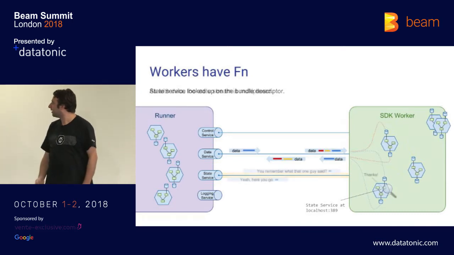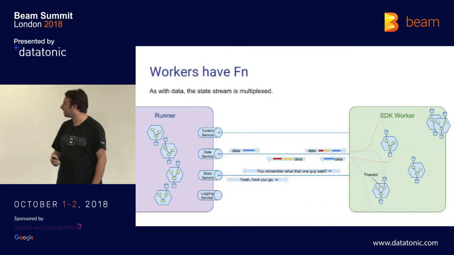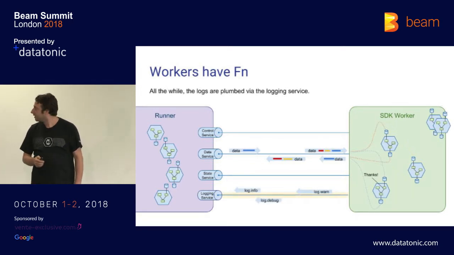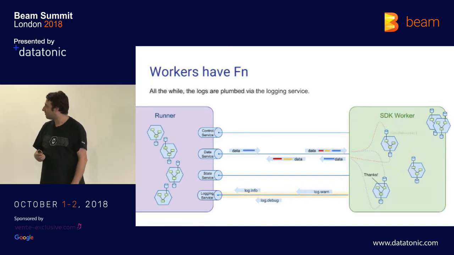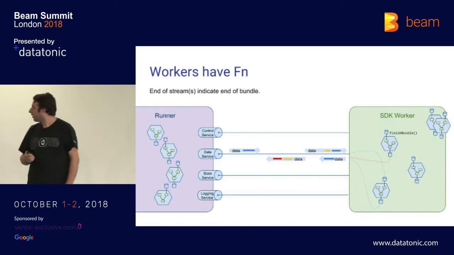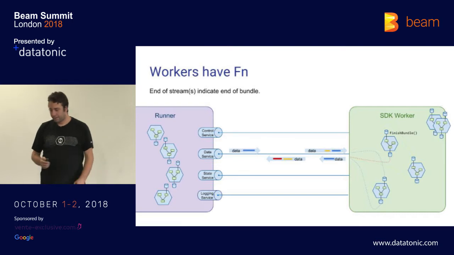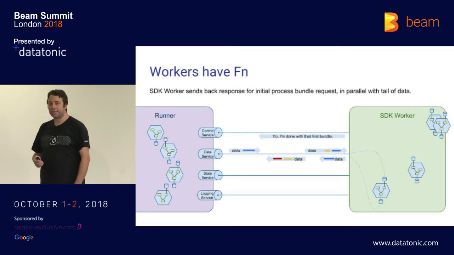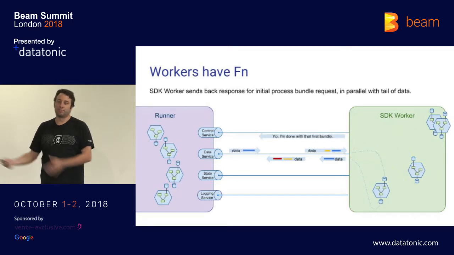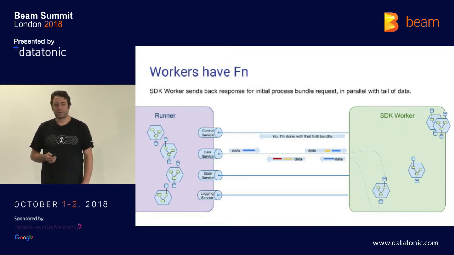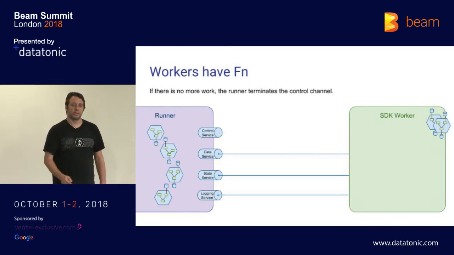So here's some state. It says, here I want some state, and it gets a state request back. And then all the while, you're logging stuff along this logging channel. So that, in a very compressed nutshell, is the worker fun API. So when the workers are done, one key point is that currently, you just send an empty bundle to indicate that the channel is closed. And when the channel is closed, you respond with, well, possibly it was an error, but typically, success, I'm done with this bundle. And when all bundles are done, the runner closes the control plane.